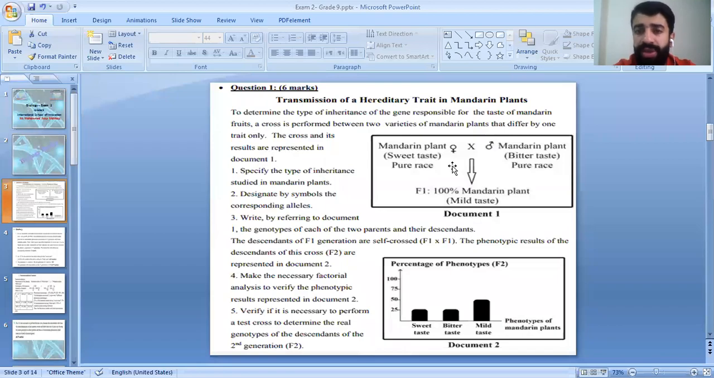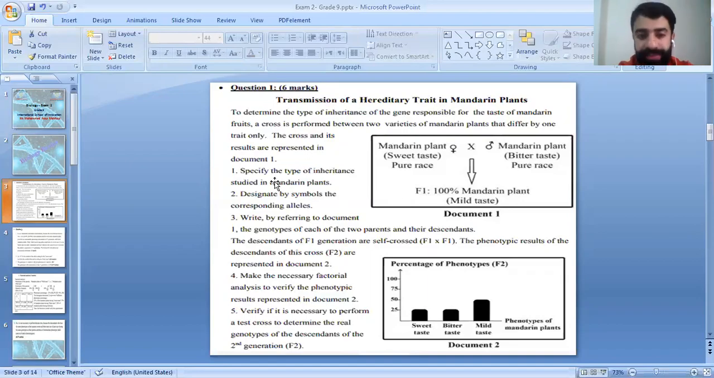This is document 1. In this document, they show us a cross of a mandarin plant of sweet taste, which is pure race, meaning that it's pure, with a male mandarin plant with bitter taste, which is also pure. So the parents are pure and they differ in only one trait. So what do we call this cross? It's called a monohybrid cross. In the F1, the first generation, they give 100% mandarin plants with mild taste. So there is no sweet taste in the F1, and there is no bitter taste in the F1. Mild taste is between the sweet and the bitter. So this is the case of incomplete dominance, or intermediate dominance.